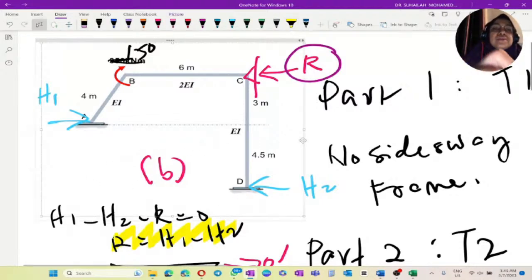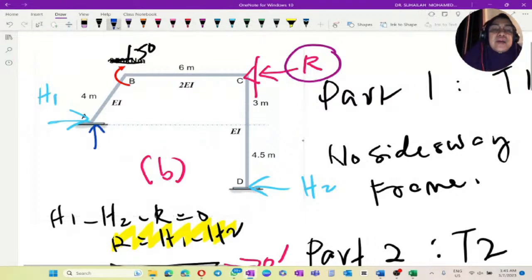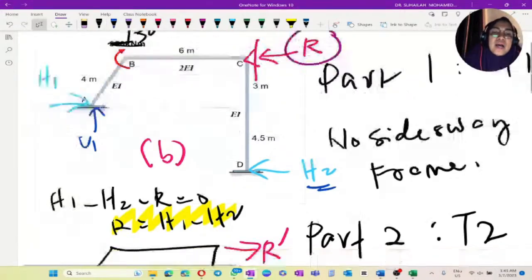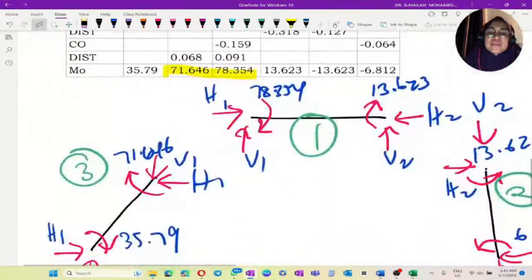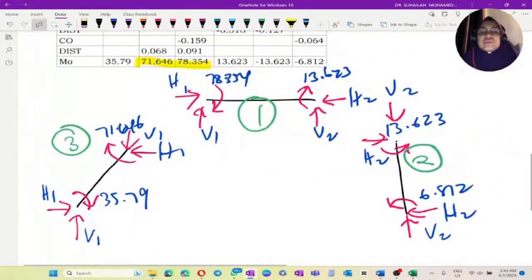In order to calculate H1, we have to have V1. We can get H2 directly, but we cannot get H1 directly. In order to get H1, we have to analyze member BC. That is why I have labeled the process as 1, 2, 3.